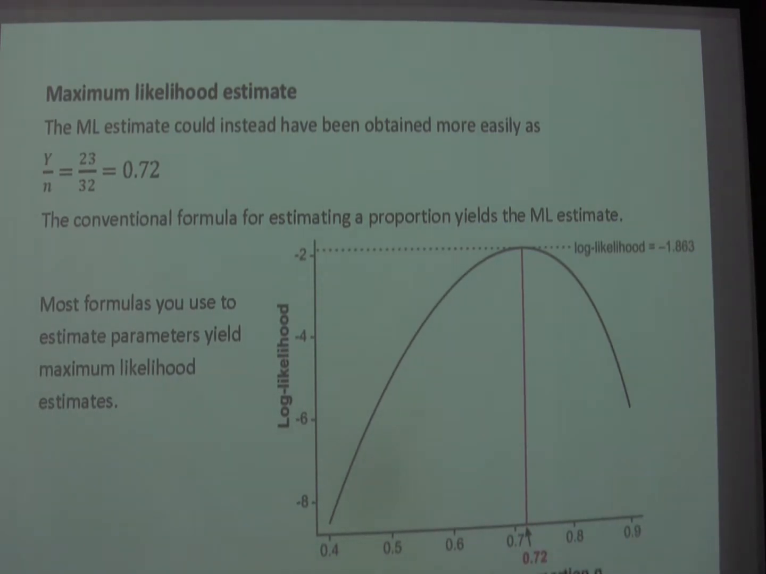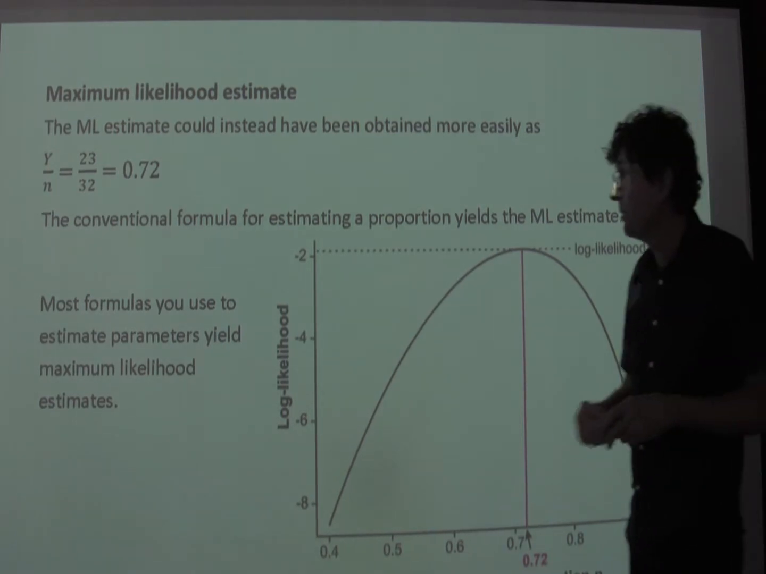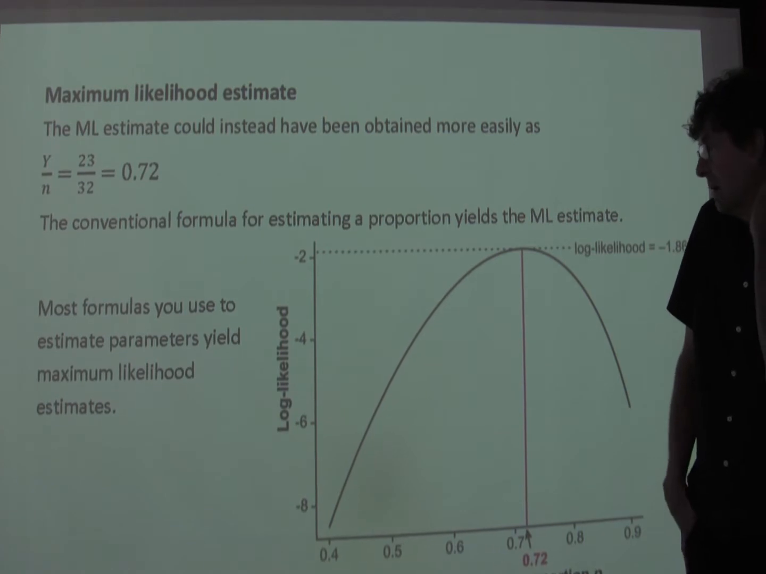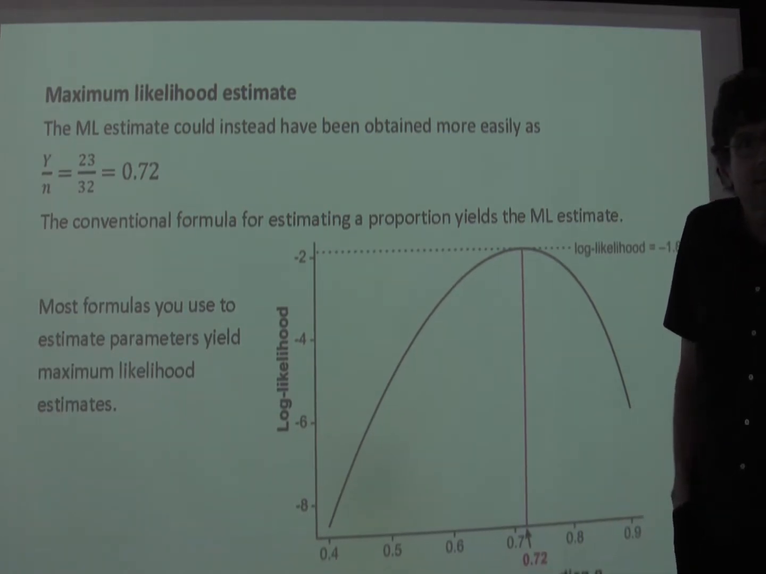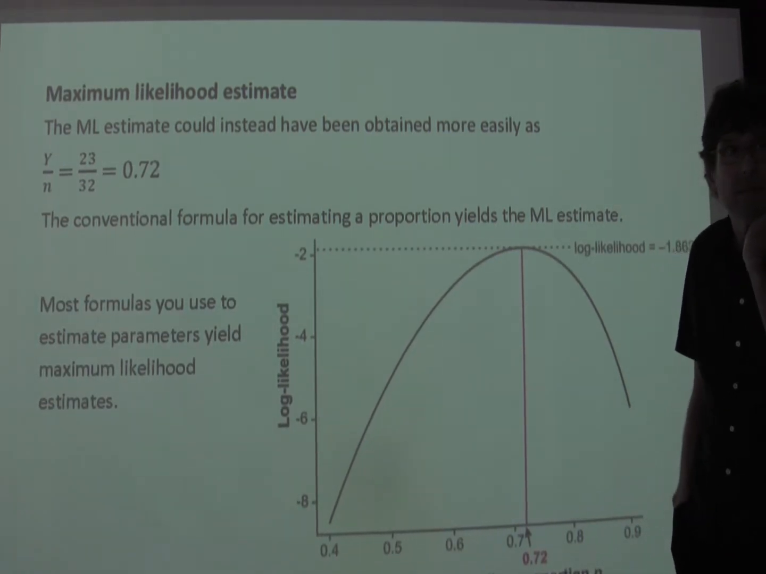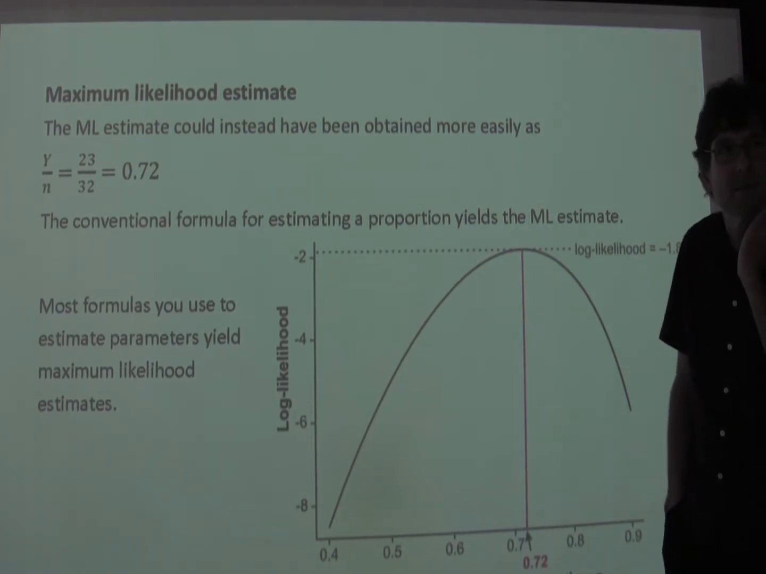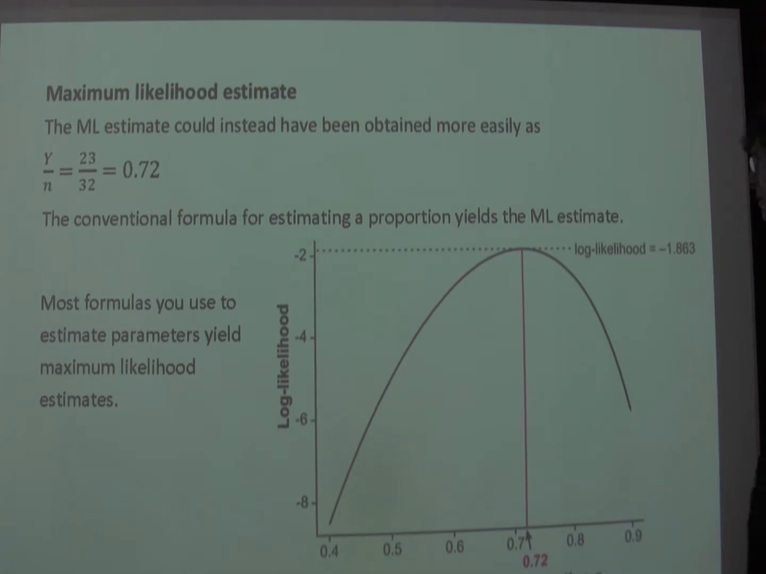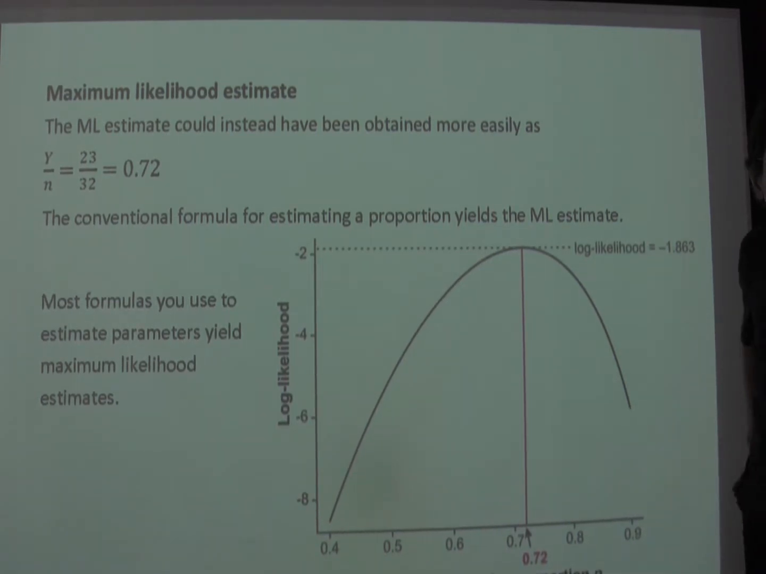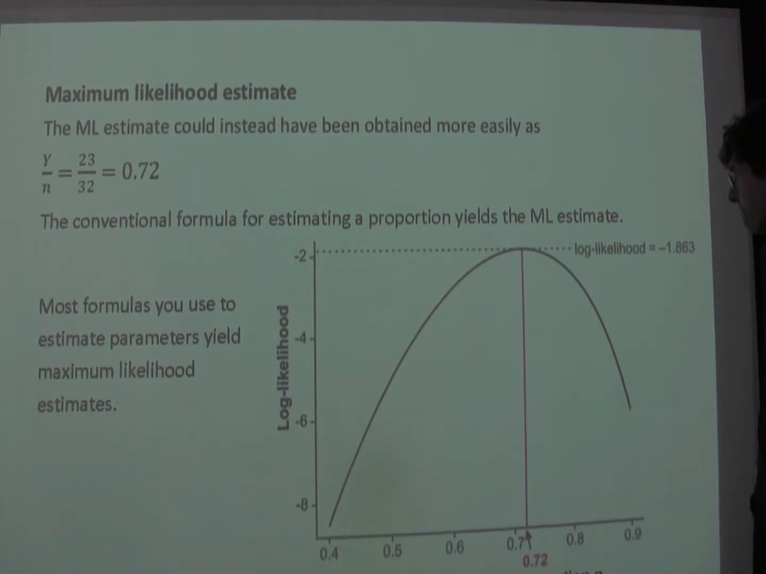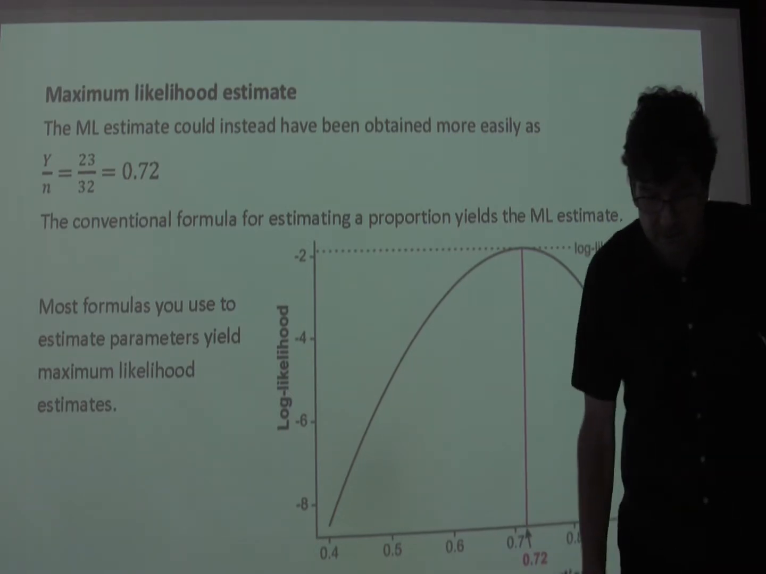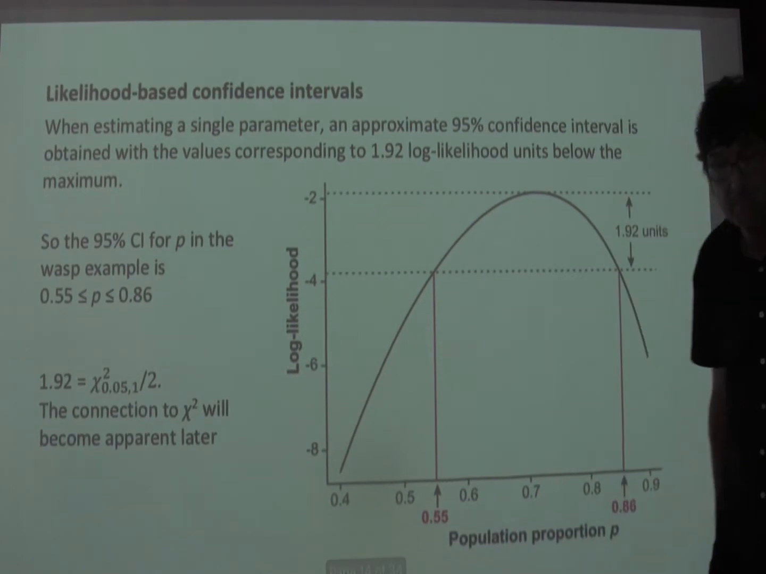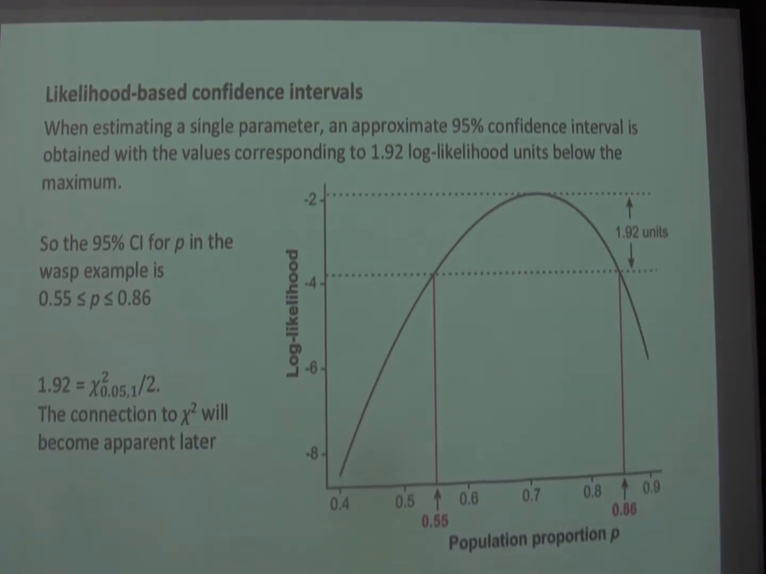So I've just shown this by example. I've shown it by mathematical proof. And it turns out that most of the formulas you use to estimate parameters are maximum likelihood estimates. So the sample mean, for example, is a maximum likelihood estimate of the population mean. Many of the methods that you already use are based on likelihood. It can be shown that they are maximum likelihood estimates. So it's already fairly well built into the methods that we use.